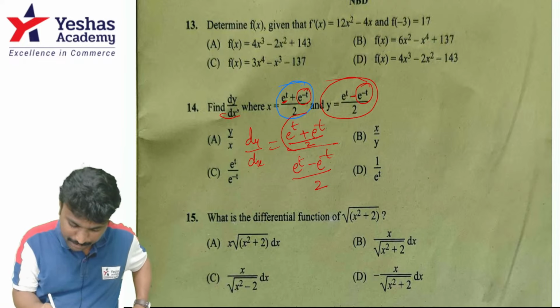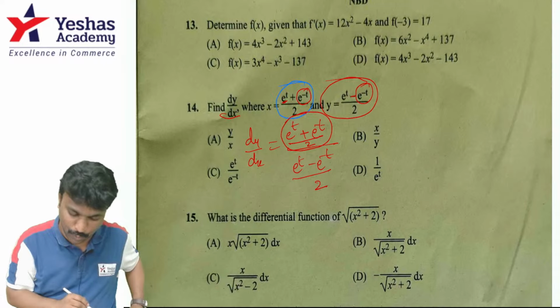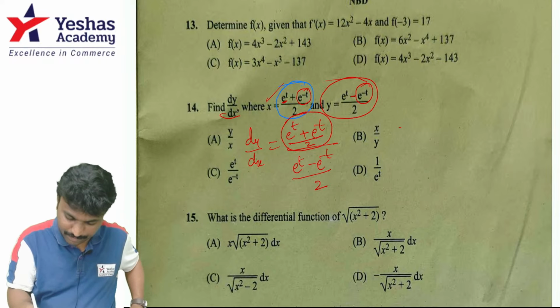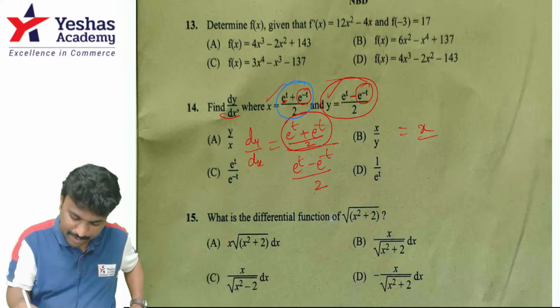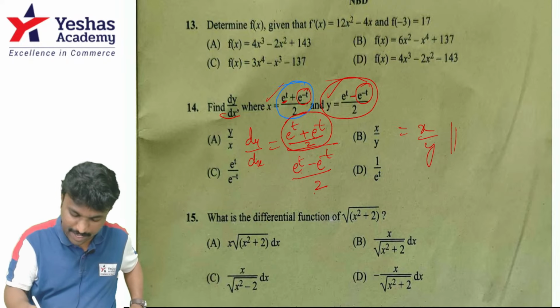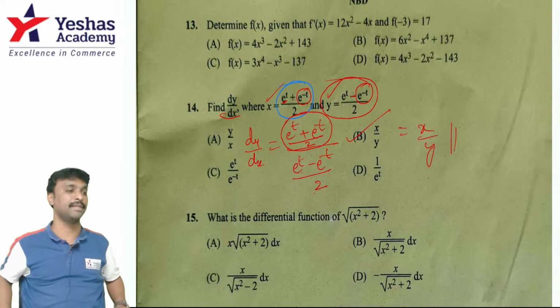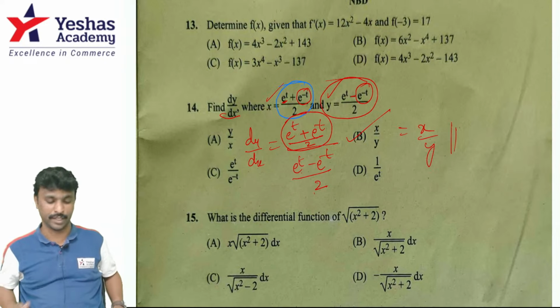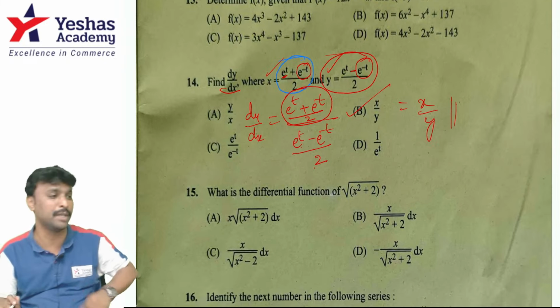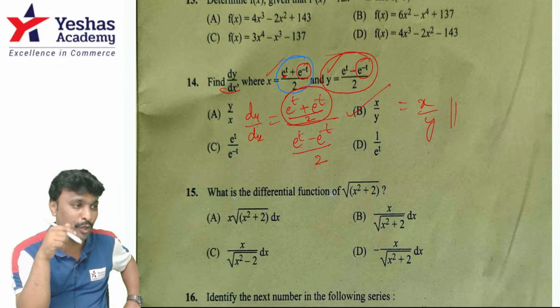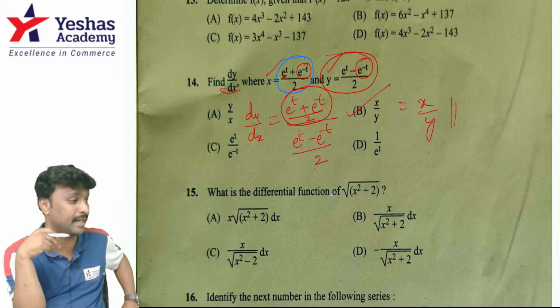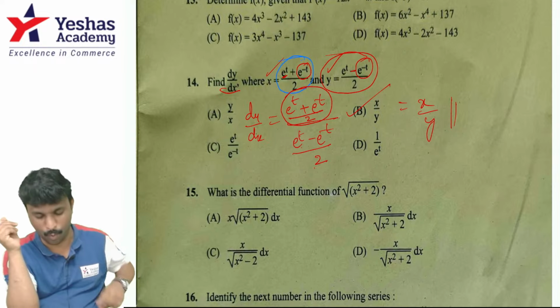Look at e power t plus e power minus t by 2, which is nothing but x, correct? Look at e power t minus e power minus t by 2, it is nothing but y. So the answer is x by y. Option B is the right answer. Have you all understood? The options are given in terms of x and y. On differentiation, the numerator is x and the denominator is y.